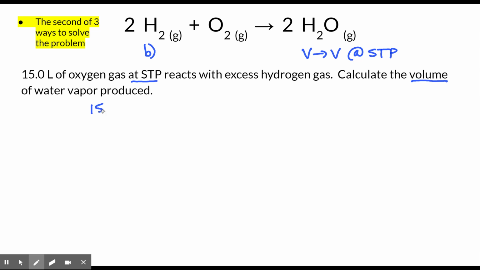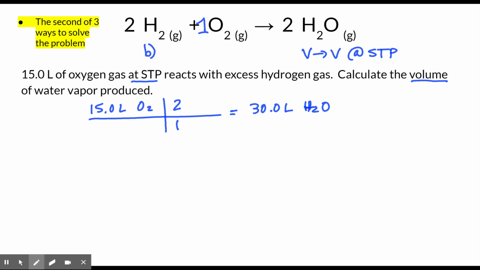So this means 15.0 liters of oxygen gas times, let's see, for every 1 mole of O2, I have 2 liters of H2O. So I'm just going to multiply this by 2. And so I get 30.0 liters of water. That's it. That's shortcut B. Again, that only works because this is a volume to volume problem. You probably noticed from the previous slide that 22.4 liters canceled themselves out, and that's why this particular shortcut works. This simply represents a quicker way of doing the same strategy.